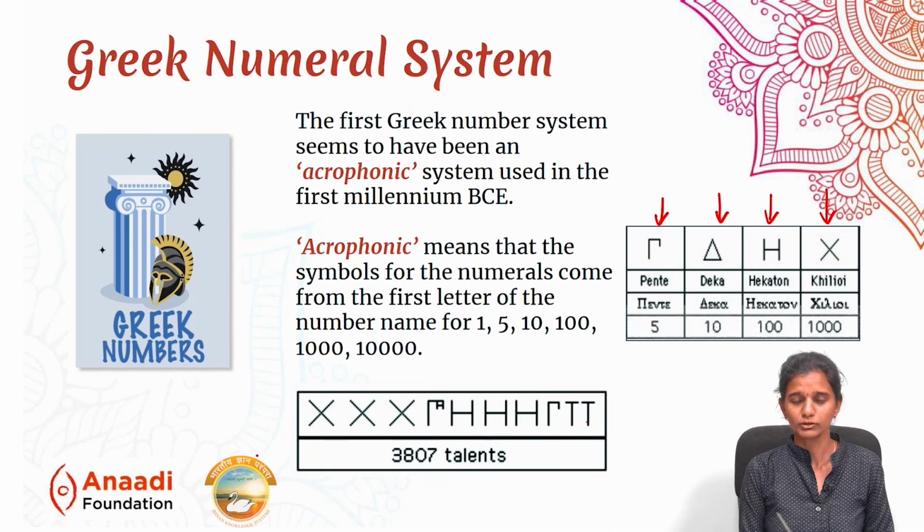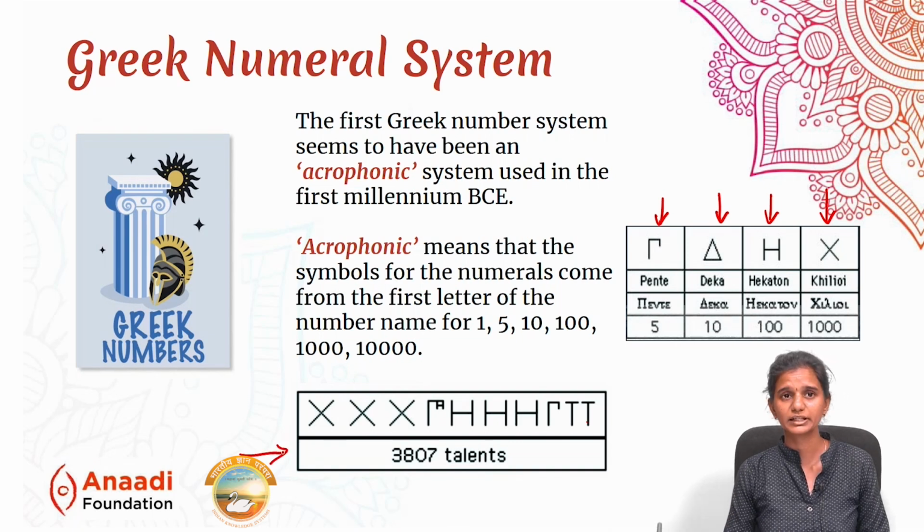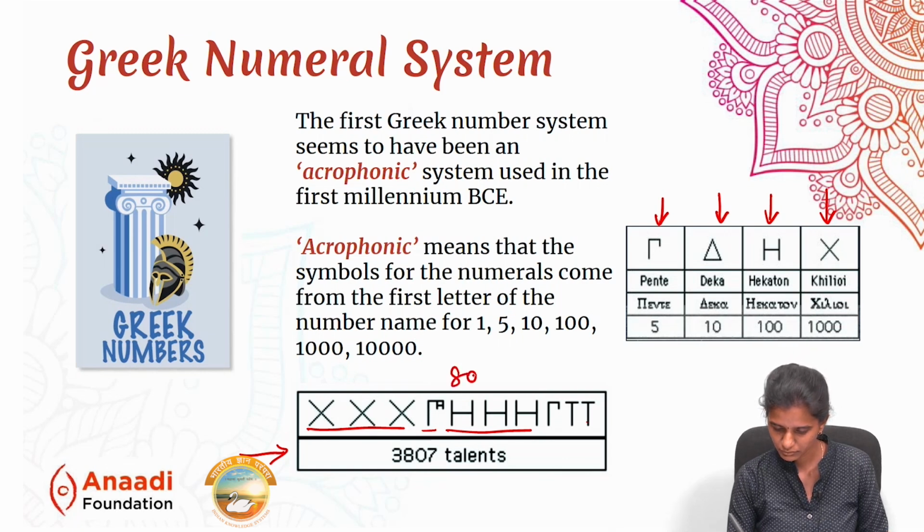Here is an example for 3,807 units of their ancient currency. They have written 3 times the 1000 symbol, and then the 500 symbol, and then 3 times the 100 symbol. This gives us 800. Then they have written the symbol for 5. Then the symbol for 1 2 times. This gives us 7. So, the total value would be 3,807.